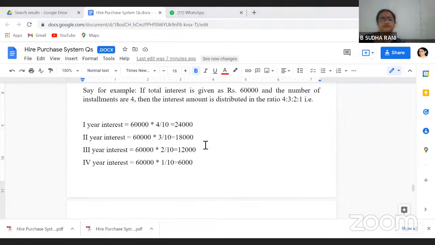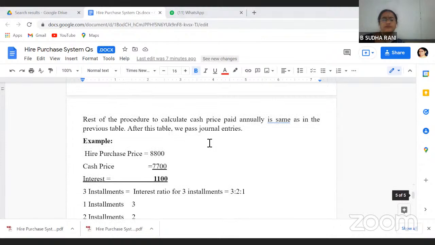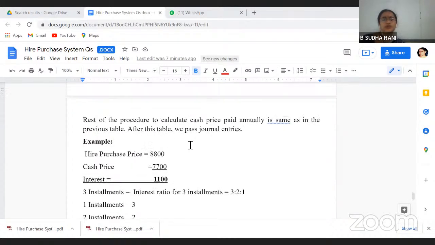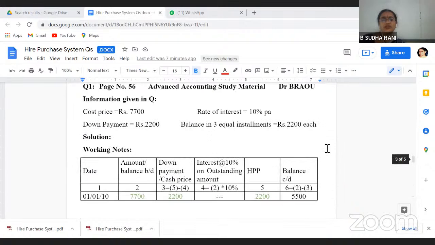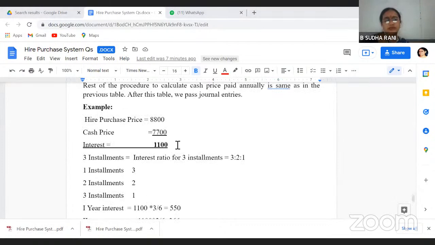Look at here. Here I gave an example, right? Look at here. 2,800 minus 7,000. Same question I took, I think. The first question only, this only I took. He gave a hire purchase price and cost price. Okay, including down payment, you should take that. So total interest is 1,100. So 1,100. How many installments is he giving? 3 installments.